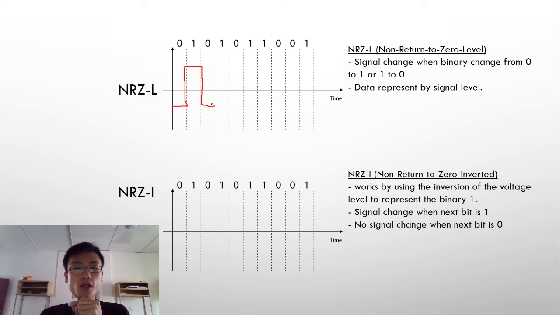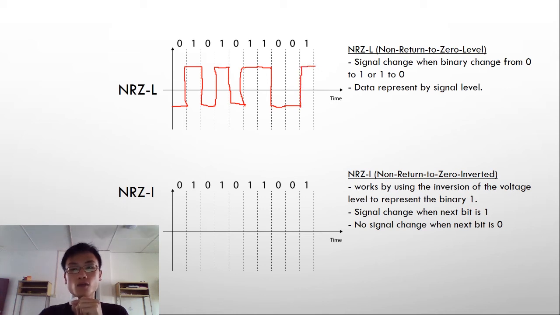Now it's 0 to 1, change from negative to positive. 1 to 0, change again. 0 to 1, change again. Now it's 1 to 1, no change, so continue. 1 to 0, change to negative. 0 to 0, continue. 0 to 1, change.